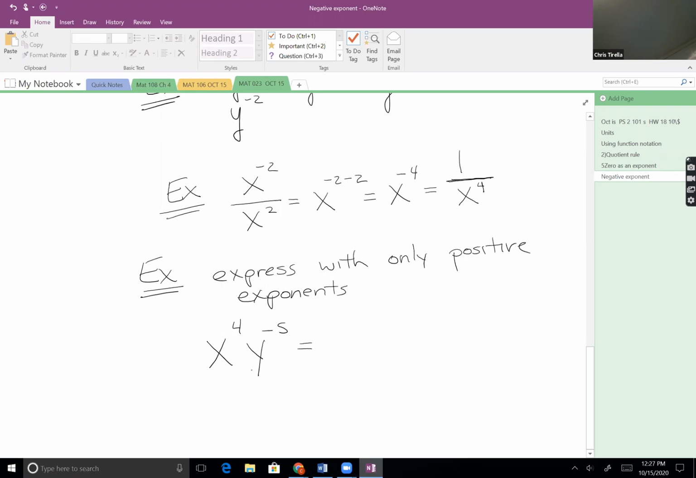I cannot combine those because the bases are different. When I go to rewrite it with a positive exponent, I know I need to make a fraction because I have a negative exponent. Everybody see here, the only thing that has a negative exponent on it is the y. So the y will go in the denominator and that exponent will become positive. The x has a positive exponent, so it will stay in the numerator.